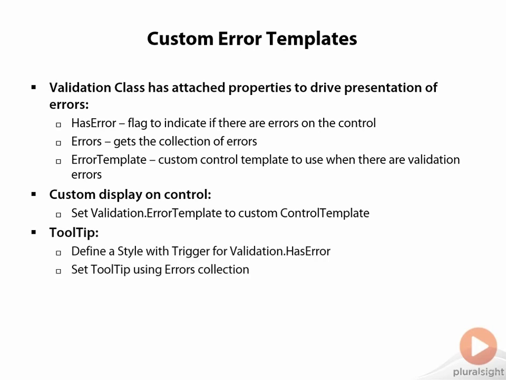You might also want to do a tooltip to show the validation errors, and the standard way to do that is to define a style with a trigger on that style that monitors the has error property. When the has error goes true, it sets a tooltip on the control it's associated with and uses the errors collection to render out the string errors associated with it.